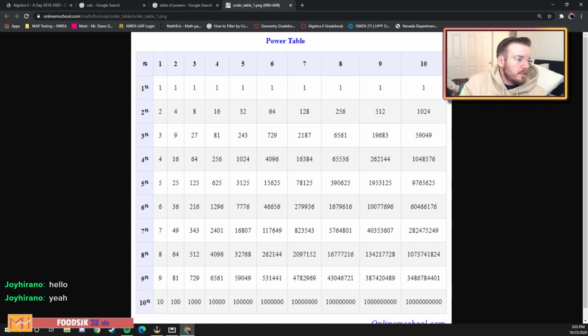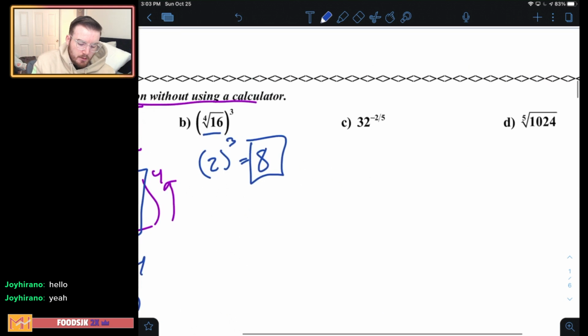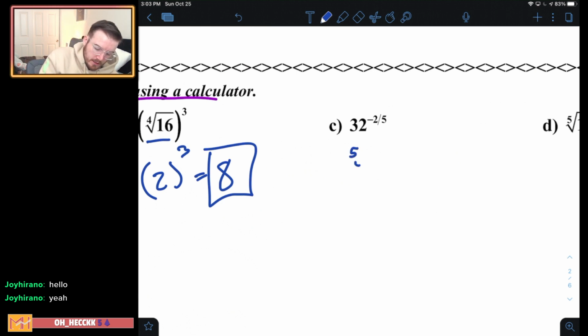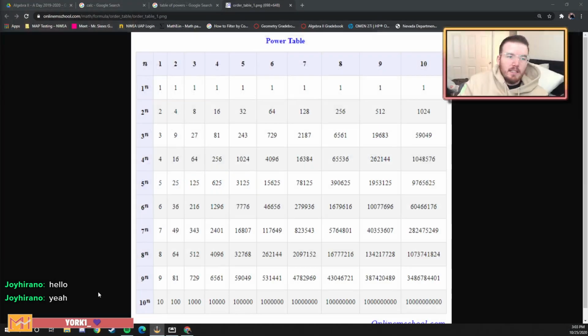So what's our next question? 32. As the numbers get weirder and stranger, you might not know what the fifth root of 32 is. I encourage you to look at this table and find the number 32. The fifth root of 32 is 2.